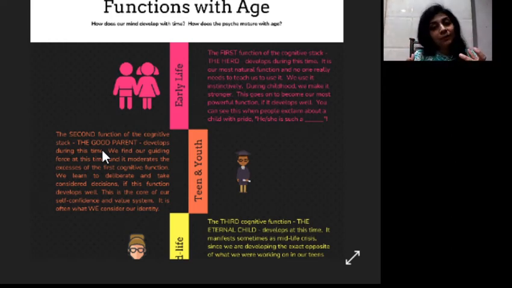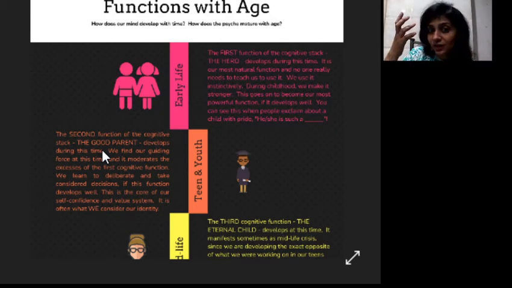And over time, the good news is that you can develop all of them. You have it in you to develop all the functions that are useful to you and to manage the functions that are sort of not within your accessible reach.